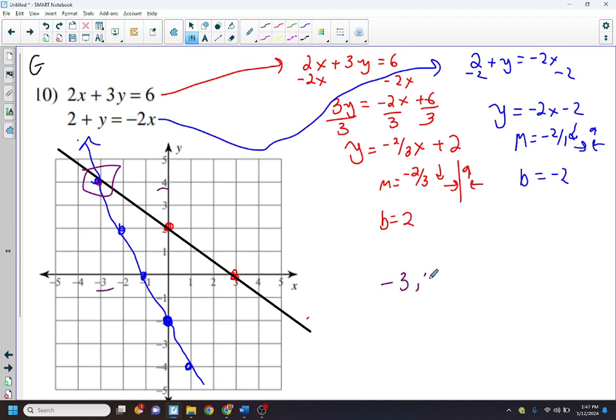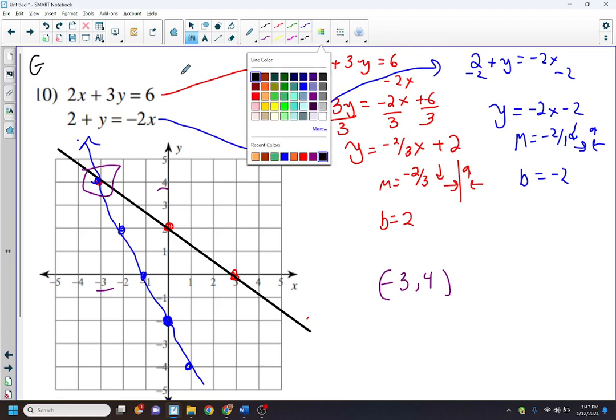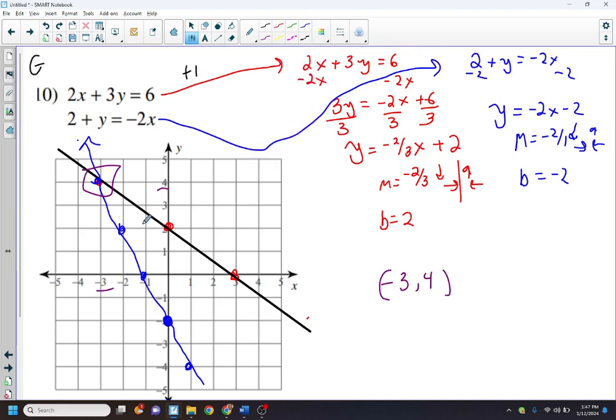So negative 3, 4. In this question, you get +1 for rewriting it correctly, plus 1 for doing the slope correctly, plus 1 for doing the b correctly. So this one will be a 7-point question.